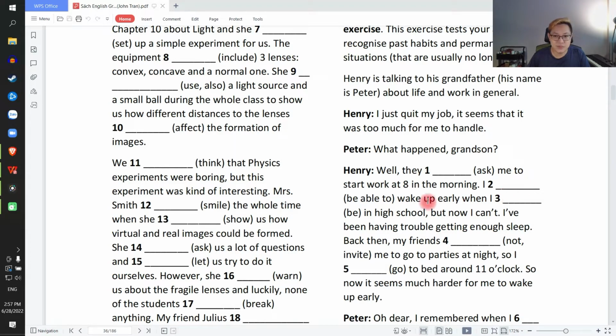I used to be able to wake up early when I was in high school, but now I can't. I've been having trouble getting enough sleep. Back then, my friend didn't used to invite me to go to parties at night, so I used to go to bed around 11 o'clock. So now it seems much harder for me to wake up early.